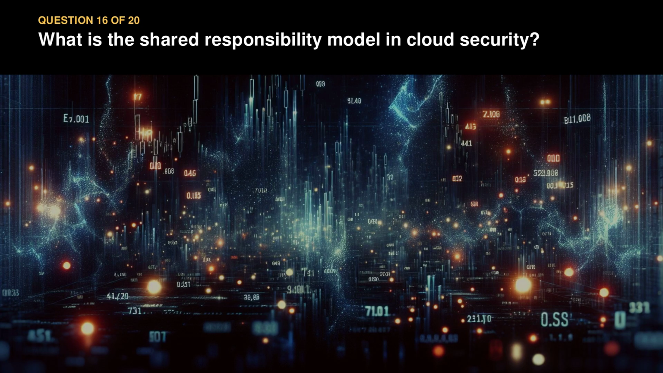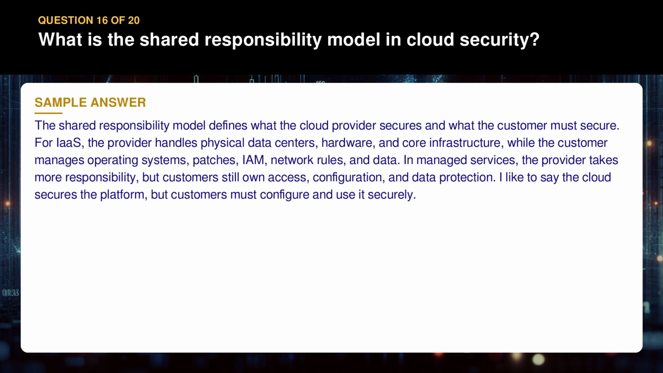Question 16. What is the shared responsibility model in cloud security? The shared responsibility model defines what the cloud provider secures and what the customer must secure. For IaaS, the provider handles physical data centers, hardware, and core infrastructure, while the customer manages operating systems, patches, IAM, network rules, and data. In managed services, the provider takes more responsibility, but customers still own access, configuration, and data protection. I like to say the cloud secures the platform, but customers must configure and use it securely.